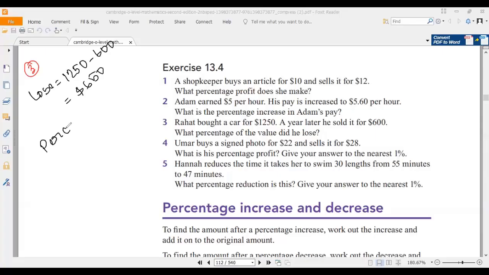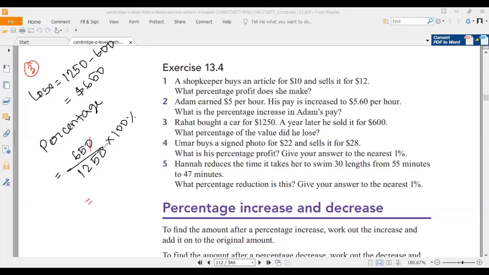Okay. Now, what will be the percentage? Now we need to find out the percentage. So percentage will be, that means he lost $650 out of 1,250. That means all depends on the cost price. Okay. So 650 divided by 1,250 multiplied by 100%. Now we need to calculate, then we'll get our final answer.